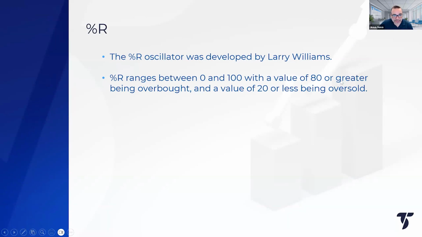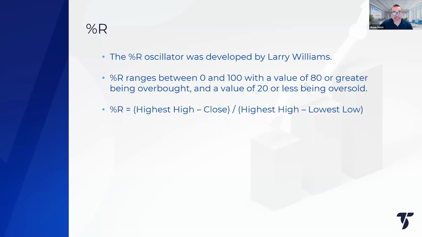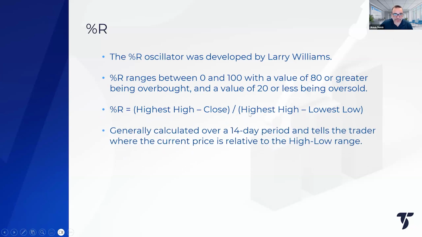Values over 80 are going to be overbought. Values under 20 are going to be oversold. Sound familiar? Yes, because it's exactly the same as the stochastic. It's a channel between 0 and 100 and where the value of that percent R is. Here's the exact formula, and you can see that the difference between this formula and the one for the stochastic is that the percent R uses highest high in its calculation, whereas stochastic uses lowest low.